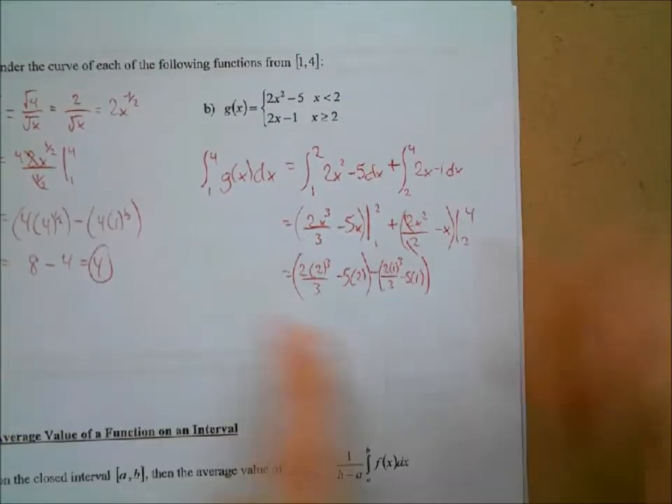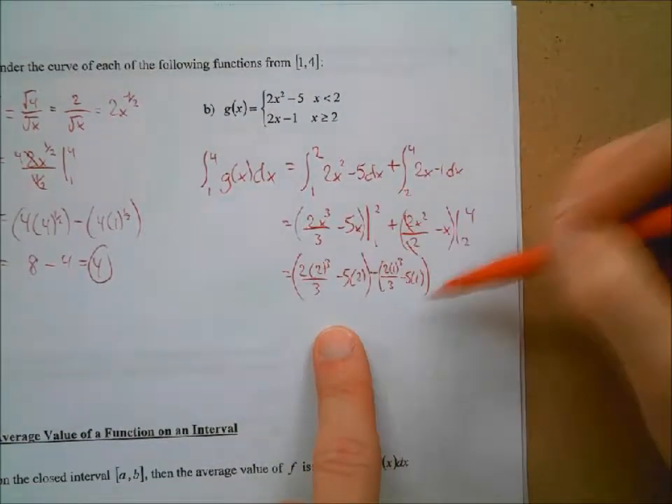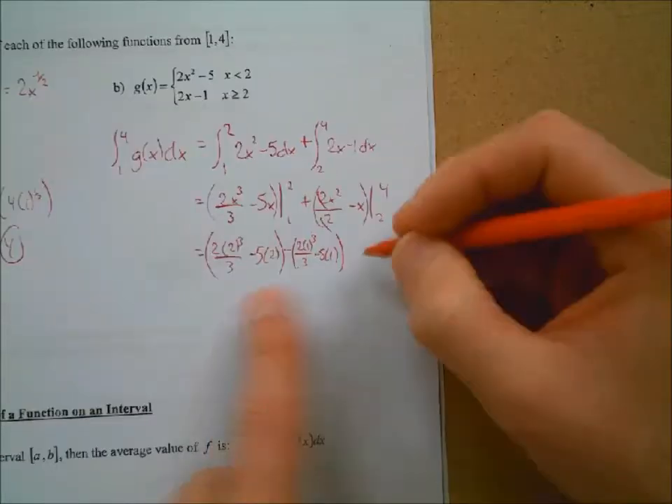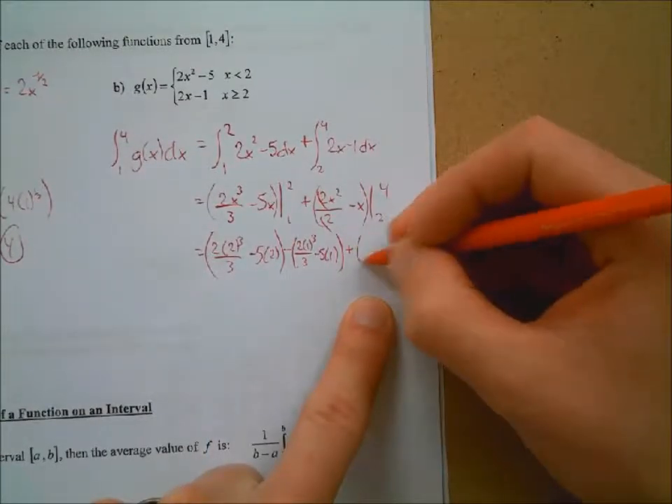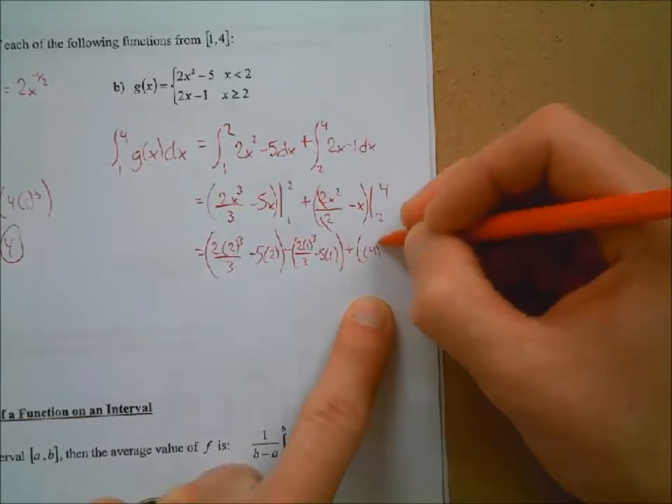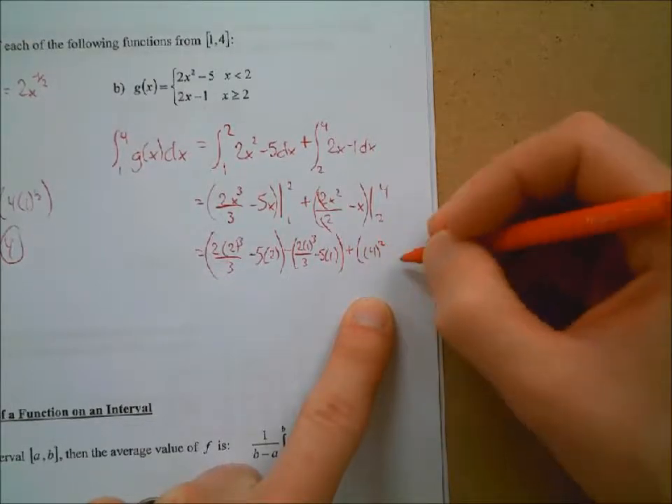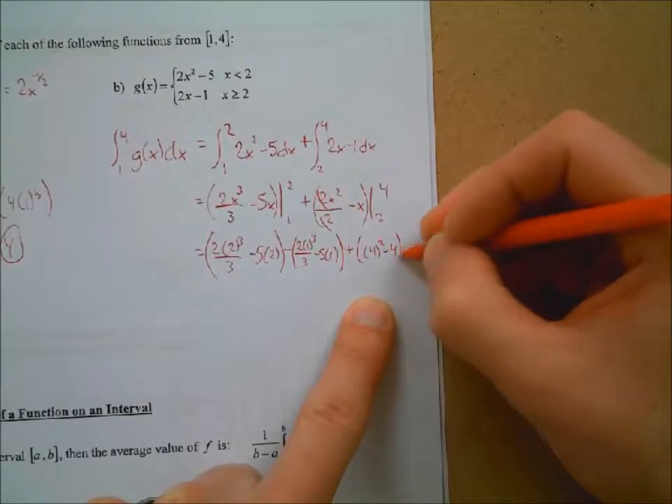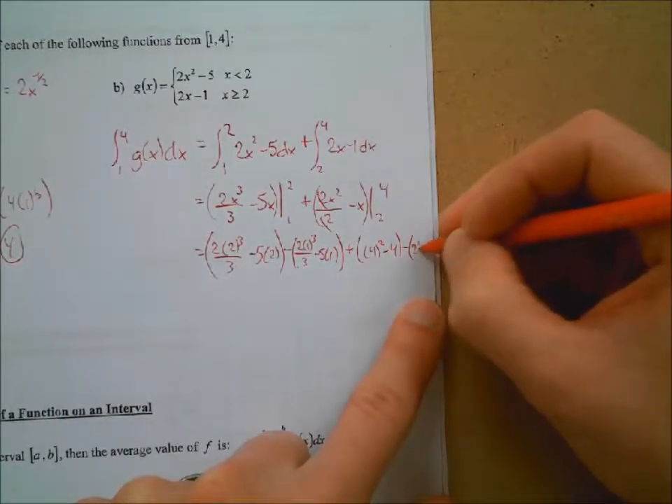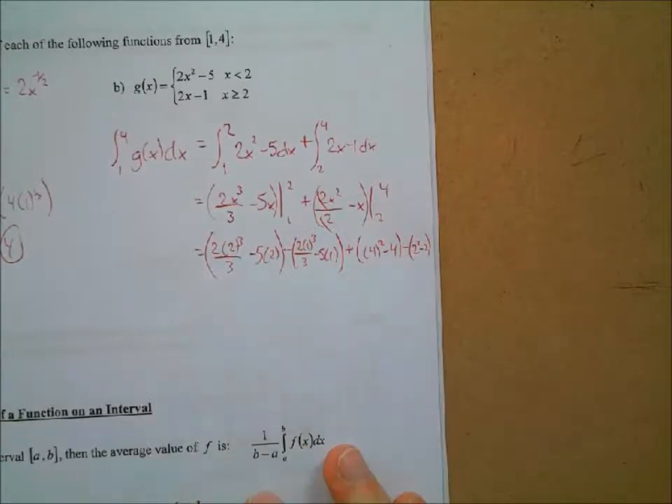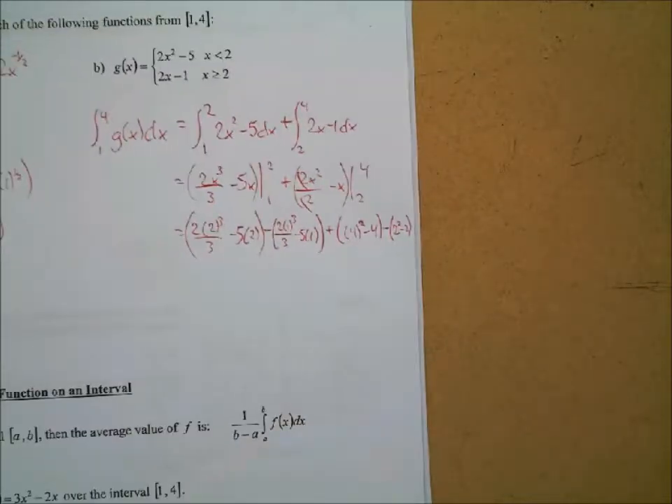Okay, so there's my first evaluation. I'm going to add to that then 4 squared minus 4 minus 2 squared minus 2. Whew, just barely fit. Kind of had to shrink it down there after a while, but there you go.